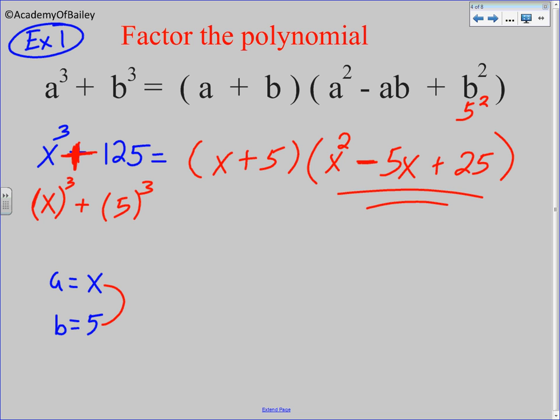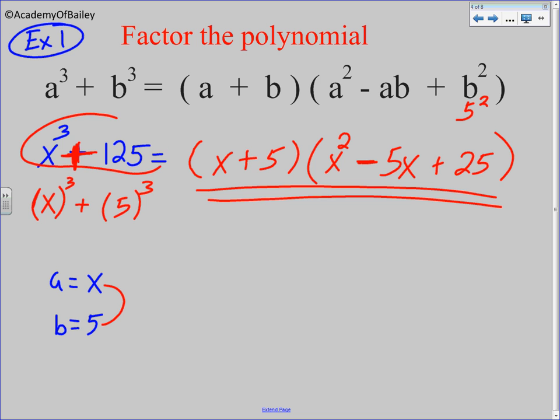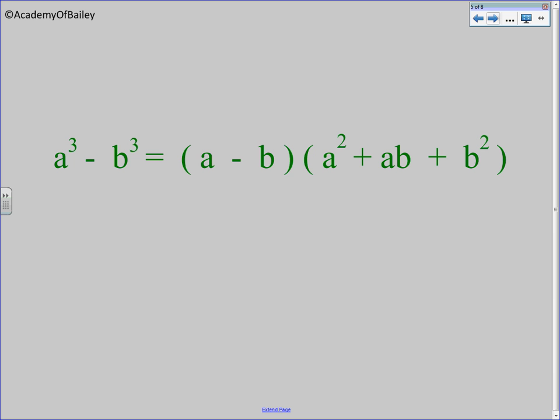Now this is a trinomial. You should see if you can break it down into two parentheses. Can you give me two numbers that multiply to give you a positive 25 that add up to give you a negative 5? I don't believe so. 25 times 1 adds up to give you 26, and 5 times 5 will add up to give you 10. And if you make both of those negative, they just add up to give you negative 26 and negative 10. So here's the factored form of x cubed plus 125.